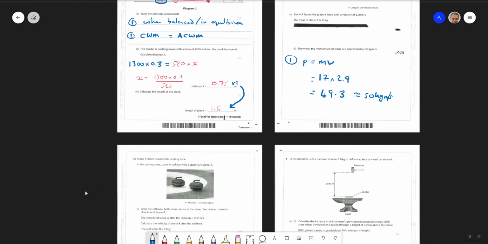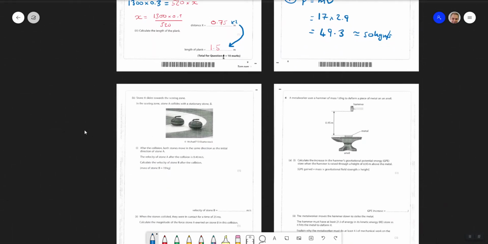The stone slides towards the scoring zone. In the scoring zone, it collides with another one. After the collision, both stones move in the same direction as the initial stone. The velocity of stone A after is 0.4. Calculate the velocity of stone B after the collision. So here we've got to use the conservation of momentum. Okay, so we need to use the idea that momentum before is equal to momentum after. So we're going to get a mark for talking about that.